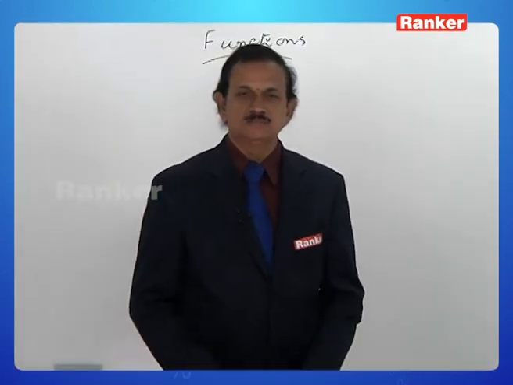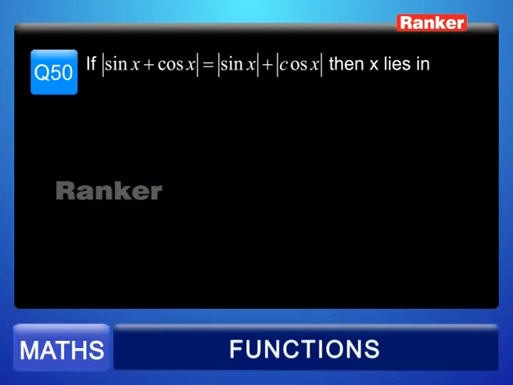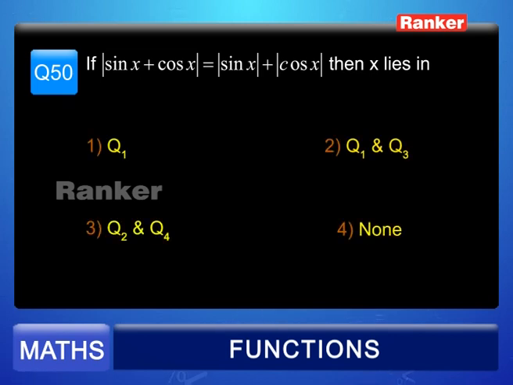In the next question, mod of sin x plus cos x is equal to mod sin x plus mod cos x. Then what is the quadrant in which x lies? First option is first quadrant. Second option is first and third quadrants. Third option is second and fourth quadrants. And the fourth option, none.